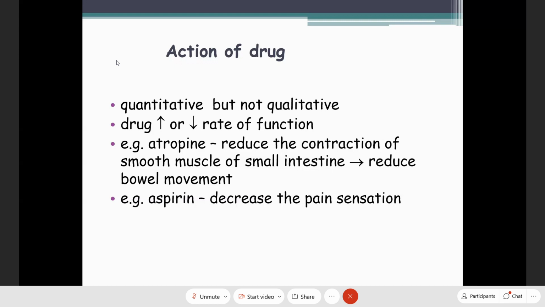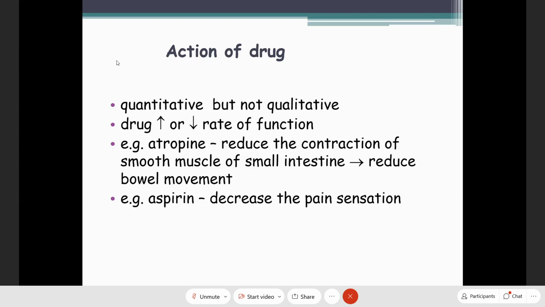The action is quantitative, but not qualitative. They either increase or decrease the rate of function. For example, I mentioned yesterday, it could increase the heartbeat or decrease the heartbeat, increase respiration, depress respiration. For example, atropine is being used to reduce the contraction of the smooth muscle of the small intestine, so therefore it reduces bowel movement. So atropine is sometimes given to control diarrhea in humans.